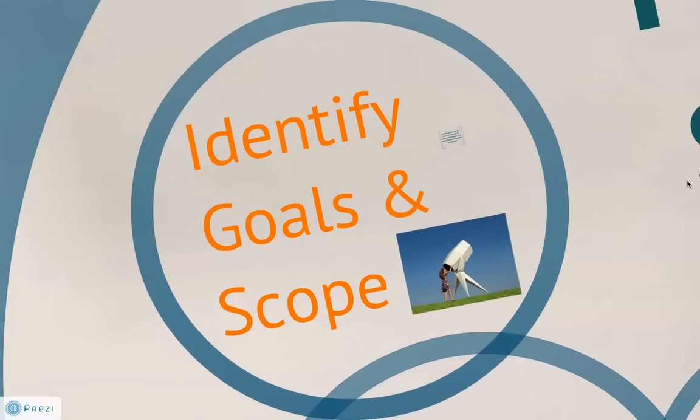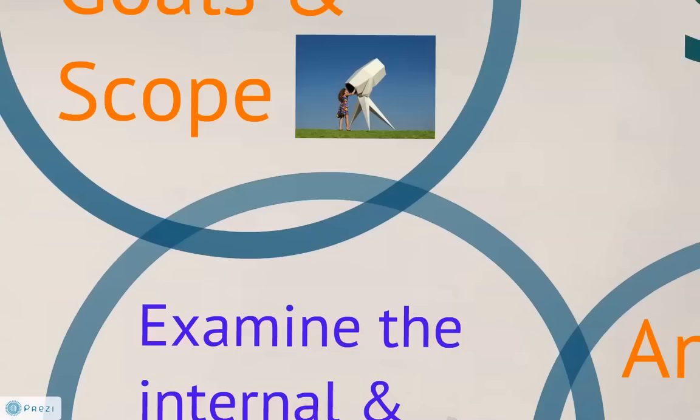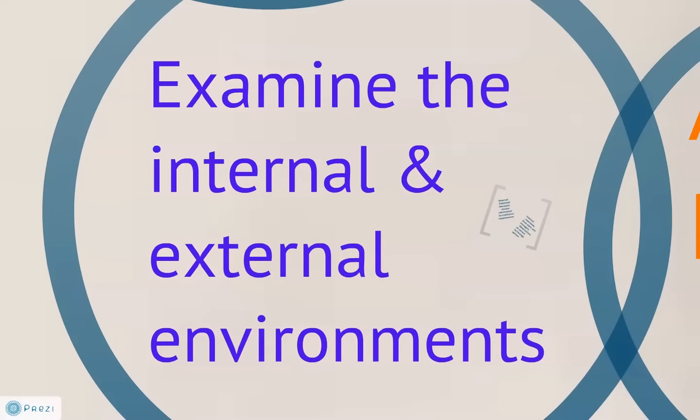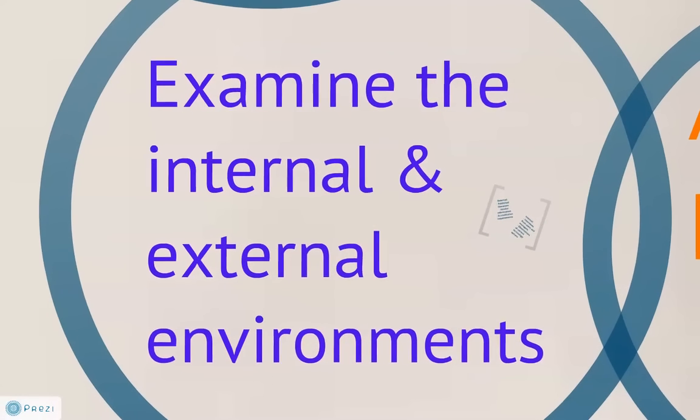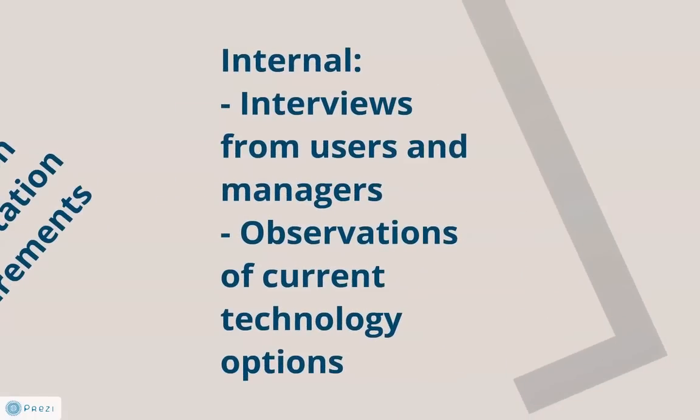The first is to identify the goals and scope. Do our project goals meet the needs of the users and support the organization's mission and goals? Next, we examine the internal and external environments. We review published literature, vendor information, and accreditation requirements. We conduct interviews from users and managers, and we look at current technology options available.